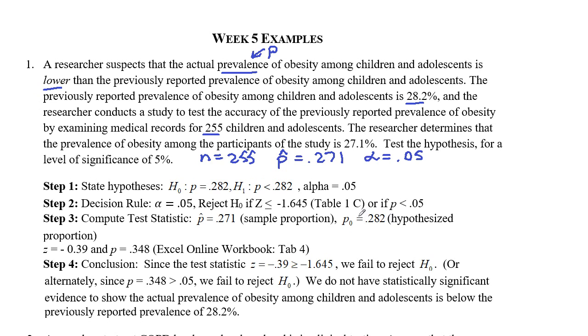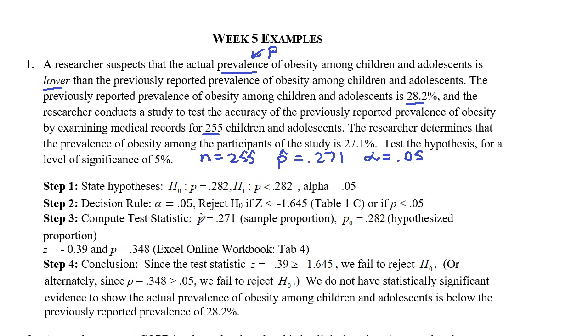So now the homework problems that are similar to this one are split up into pieces. Your step one is to state your null and alternative hypothesis. So our null is that it's not different than previously reported. So P equals 0.282. Now the researcher suspects that it's lower. So our alternative will be P less than 0.282.